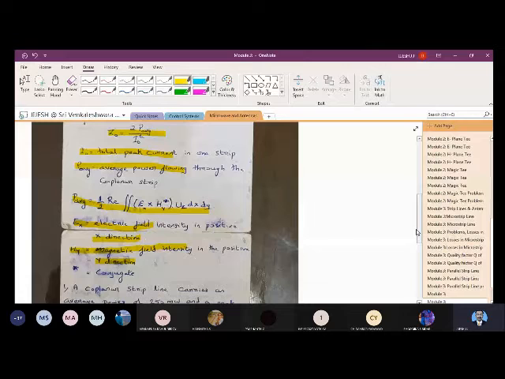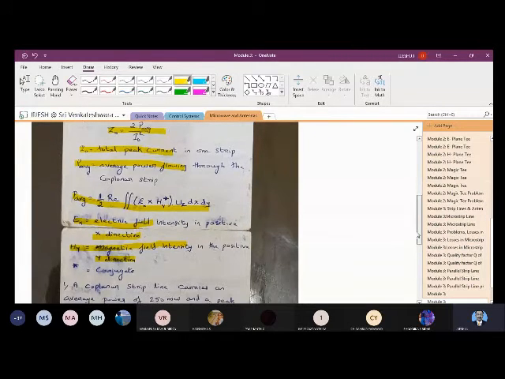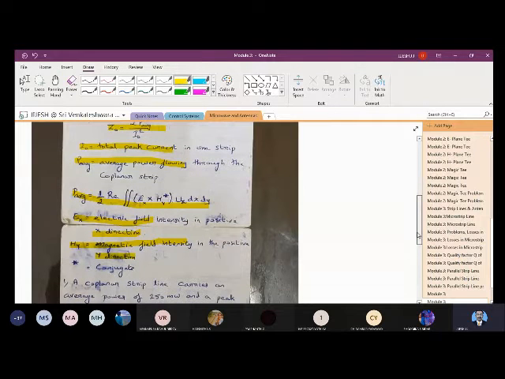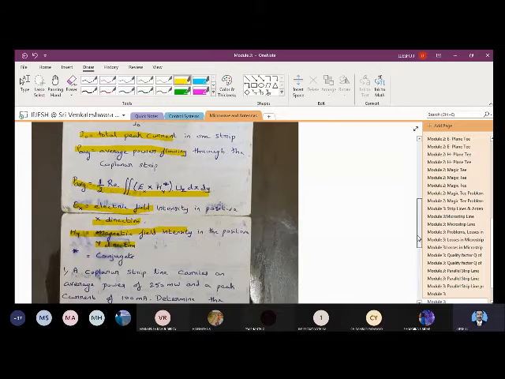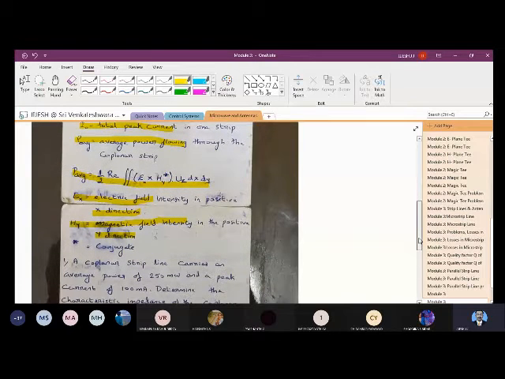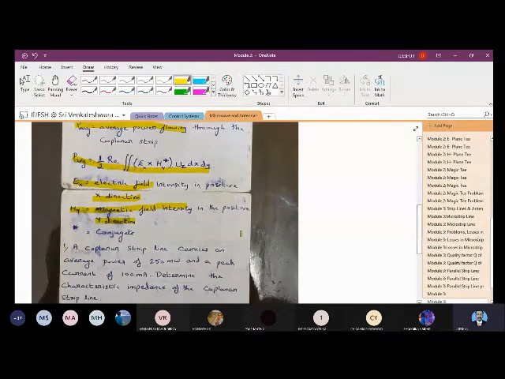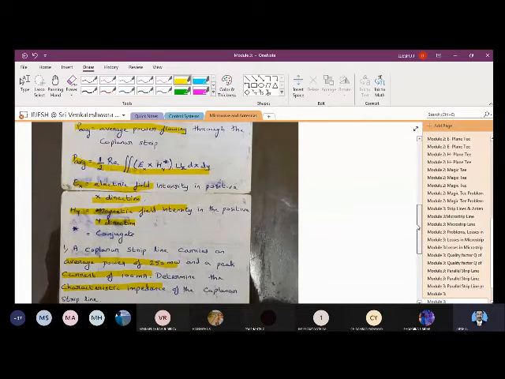A coplanar strip line carries an average power of 250 milliwatt and a peak current of 100 milliampere. Determine the characteristic impedance of the coplanar strip line. It is very easy for you to do it, a very simple equation. Here the average power is already given for you, and the current is also given. So it is very easy to find the characteristic impedance using a very simple equation.